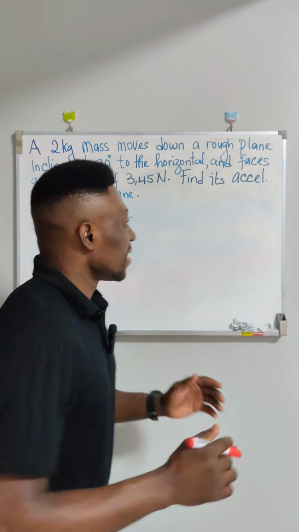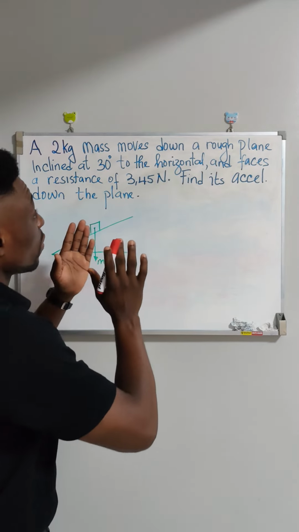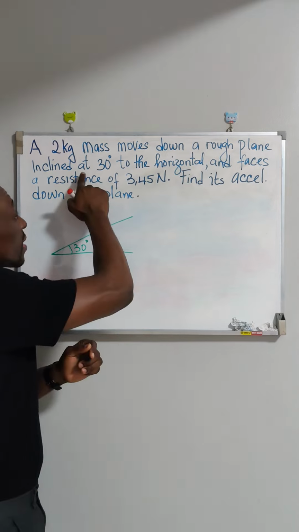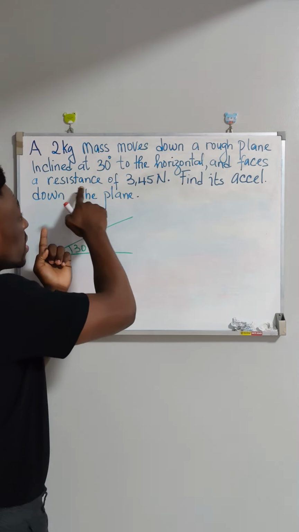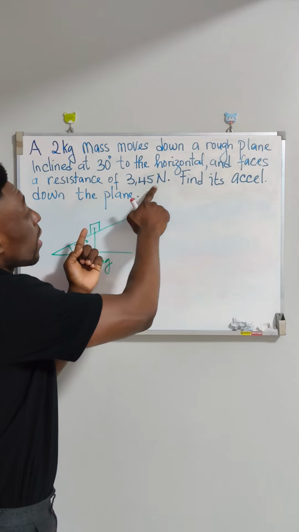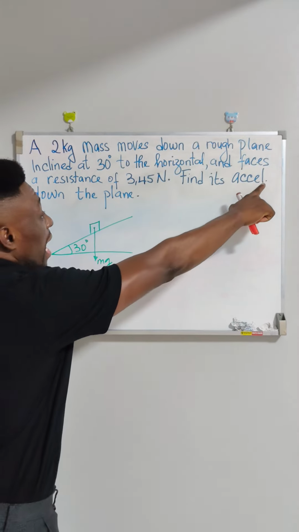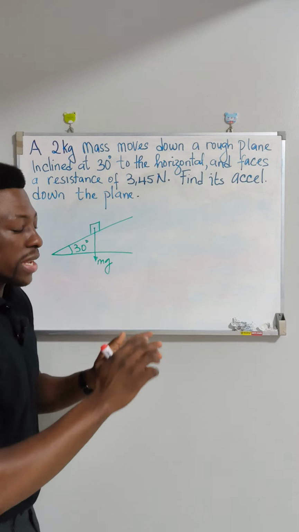A 2 kg mass moves down a rough plane inclined at 30 degrees to the horizontal and faces a resistance of 3.45 Newton. Find its acceleration down the plane.